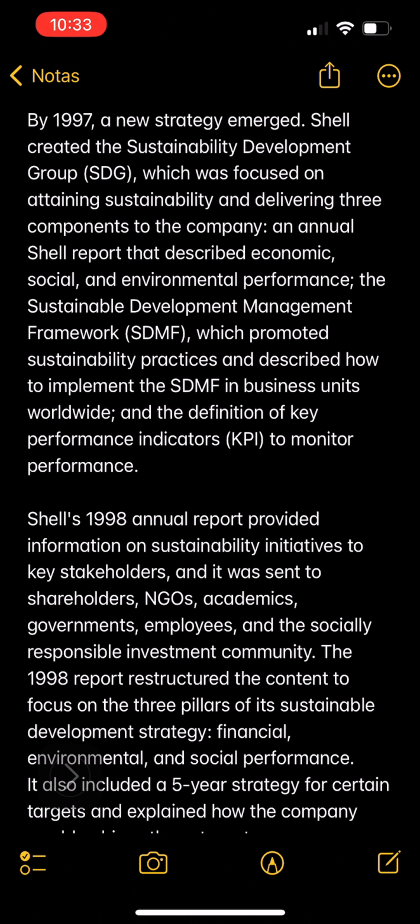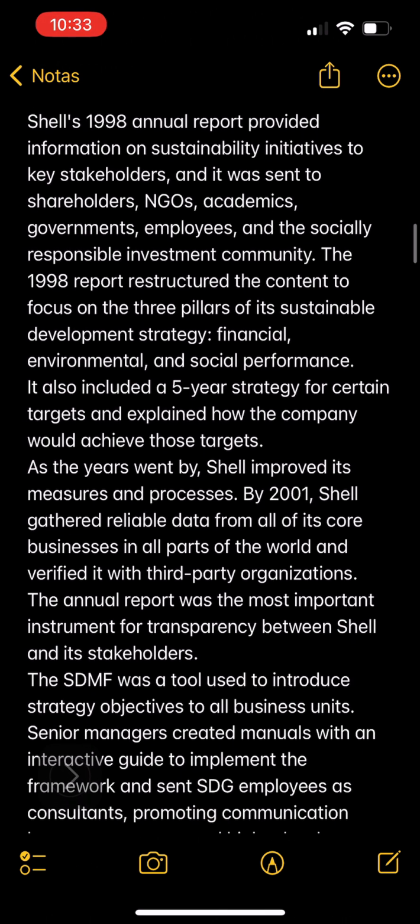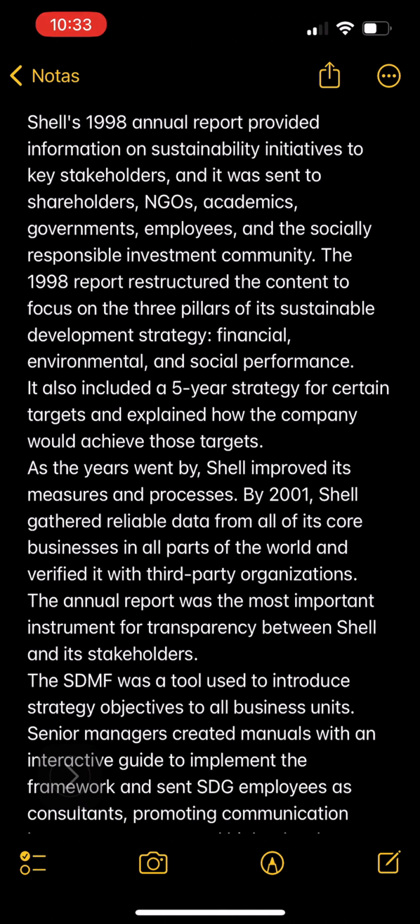to monitor performance. Shell's 1998 annual report provided information on sustainability initiatives to key stakeholders, and it was sent to shareholders, NGOs, academics, governments, employees, and the socially responsible investment community. The 1998 report restructured the content to focus on the 3 pillars of its sustainable development strategy: financial, environmental, and social performance. It also included a 5-year strategy for certain targets and explained how the company would achieve those targets.